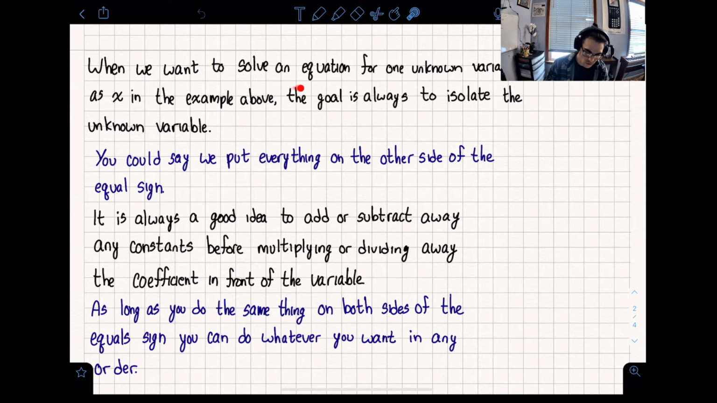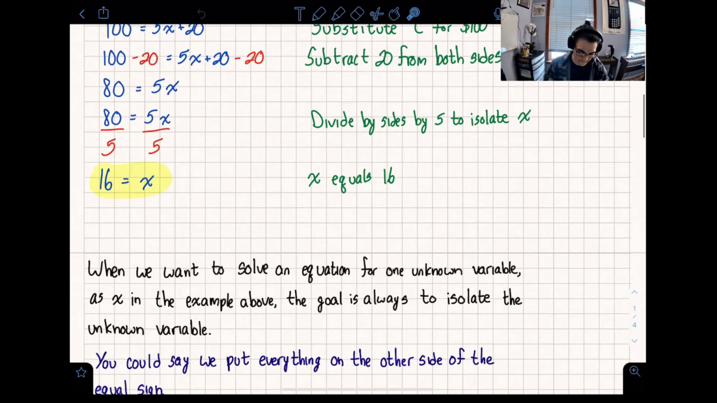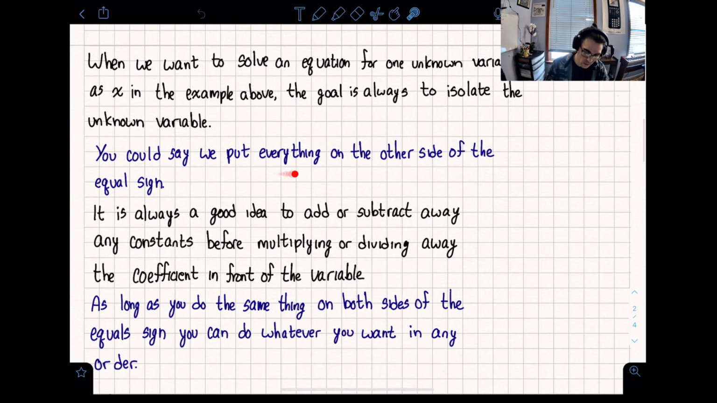When we want to solve an equation for one unknown variable, as x in the example above, the goal is always to isolate the unknown variable. Again, when we are solving for a variable, we must get it all by itself on one side. Here, we were looking for x. We're not looking for 5x. We have to divide to get it alone. We just want 1x. You could say that we put everything on the other side of the equal sign. This is very common terminology, math lingo.